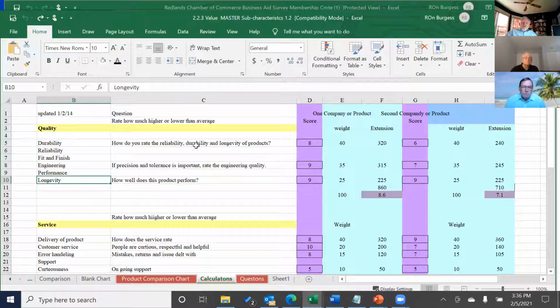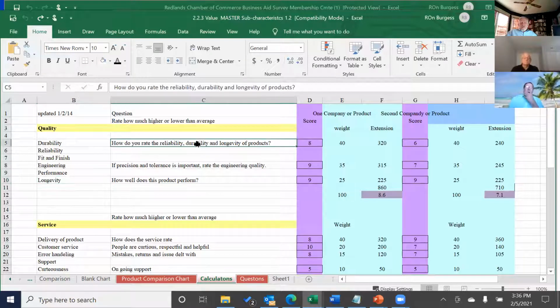And then what you do is you turn those into questions, and in this particular case, we've selected 3 as an example. So, for instance, you can say, how do you rate the reliability, durability, and longevity of products?